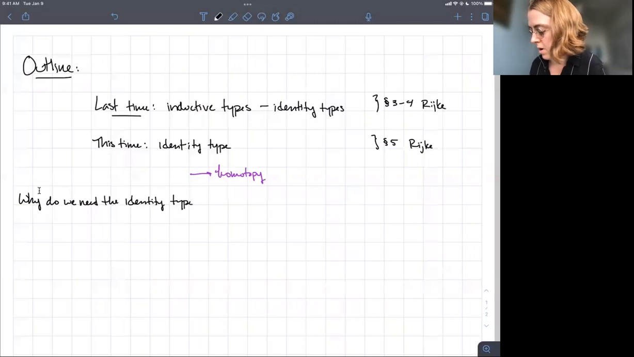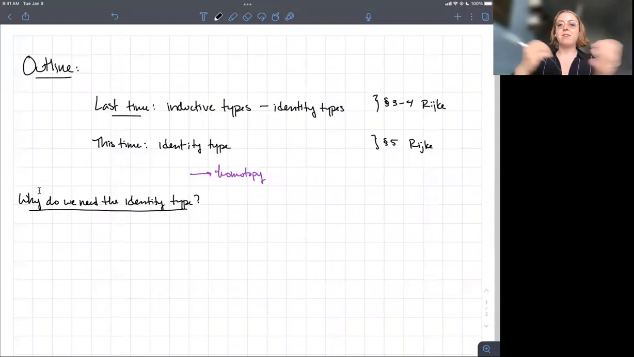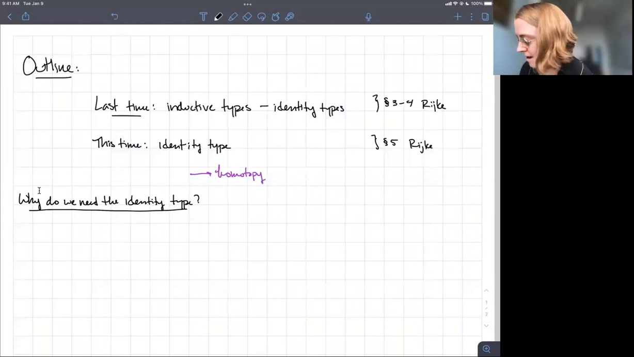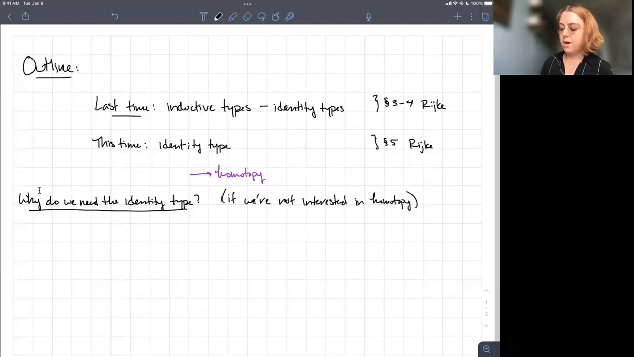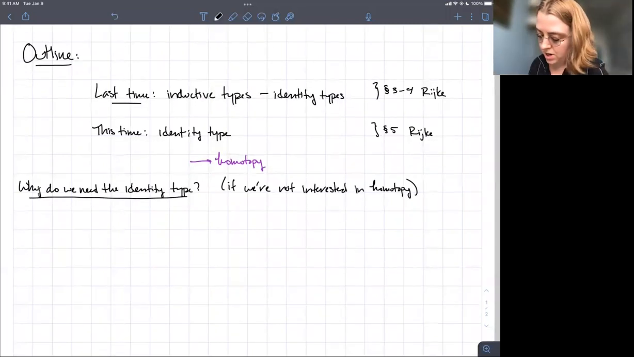One answer, of course, is that we might be really interested in homotopy theory, and we've heard that the identity type gives some homotopical phenomena in the type theory. So that's maybe the obvious answer. And I'm going to answer this question even if we're not interested in homotopy theory. So why are we even asking this question?